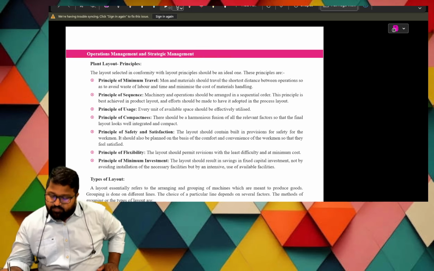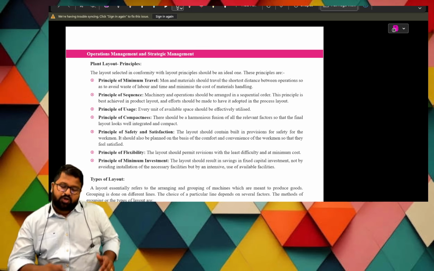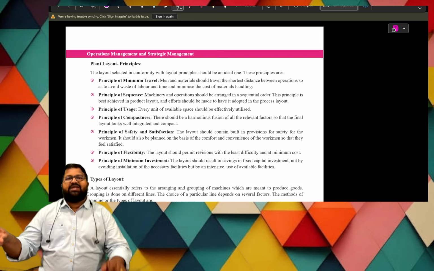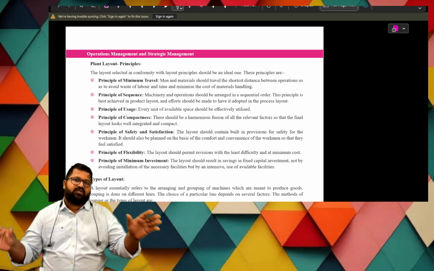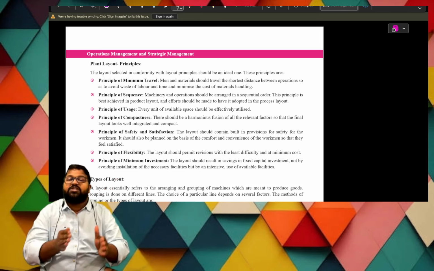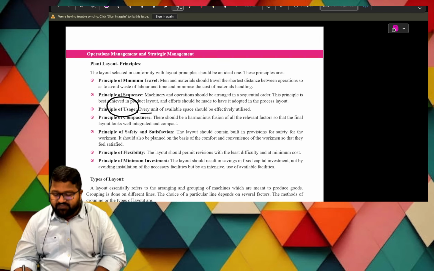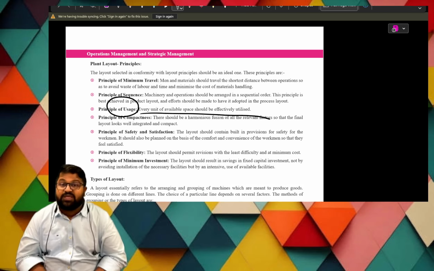And next, principle of sequence. What is the order of operations? For example, raw material is introduced to process A, then it enters process B, and then it enters process C. There is a sequence, so these should be in a sequential order. Next, what is the principle of usage? Every unit of available space should be utilized effectively.